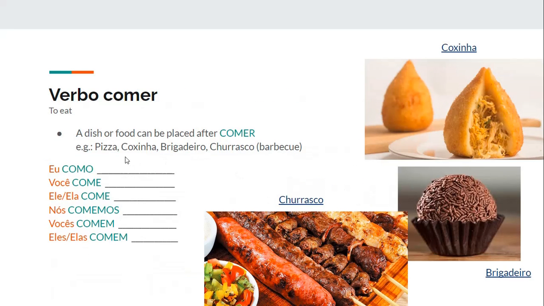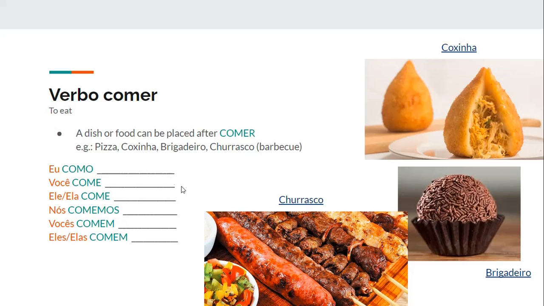Alright, so maybe a dish or a food can be placed after comer. For instance, we have pizza, coxinha, brigadeiro, churrasco, barbecue. Basically, here are the pictures of these dishes that I'm placing on the slide. So here we have coxinha, brigadeiro, churrasco, the Brazilian barbecue. And by the way, this is a hyperlink, so maybe you would like to go to this link. I included a recipe in English, so if you are curious about it, here are the links.